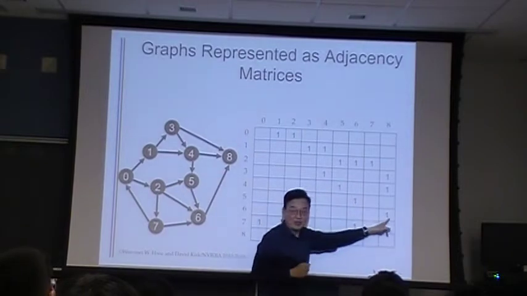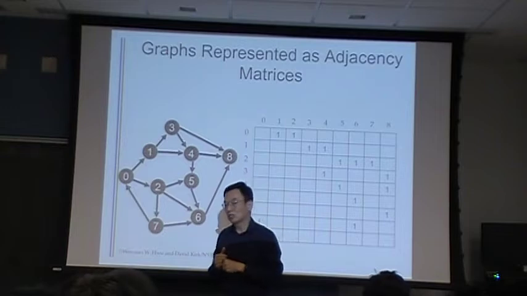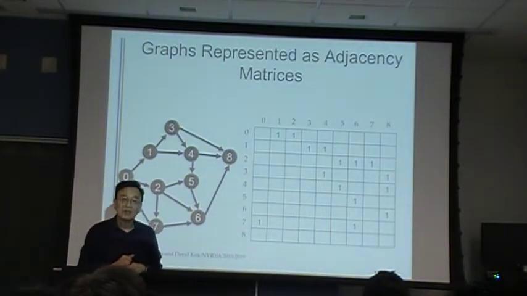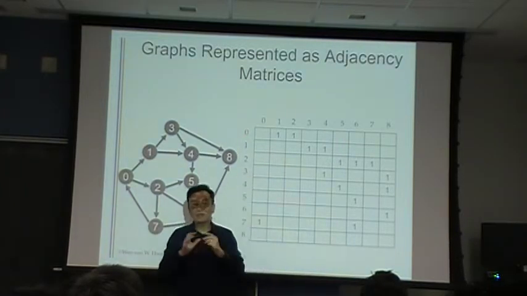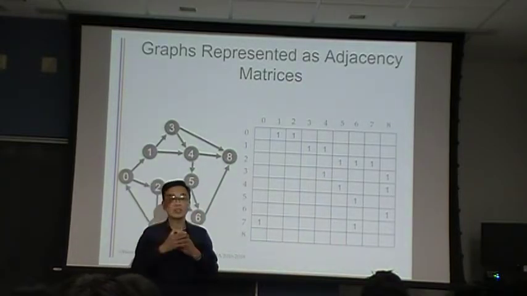So there will be a 1 here that says there is an edge. You also have weighted versus non-weighted graphs. In this particular graph, all the edges are of the same value, so there's no difference in terms of the weight of these edges.